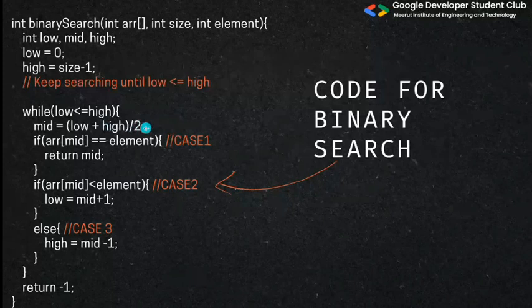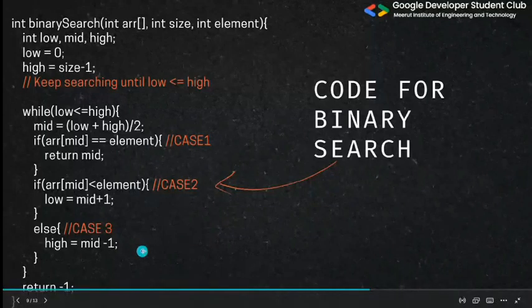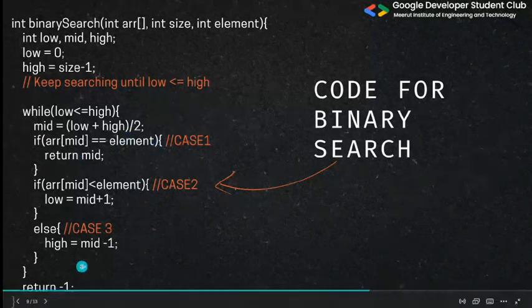Case number 2 could be the element that is present at index mid is smaller than the element that we're looking for. So what we will do, we will update the value of low as mid plus 1. Case number 3 can be the value at mid index greater than the element that we're looking for. We will just update the value of high as mid minus 1. And after this loop is passed, if we have not found our value, we will just return minus 1.